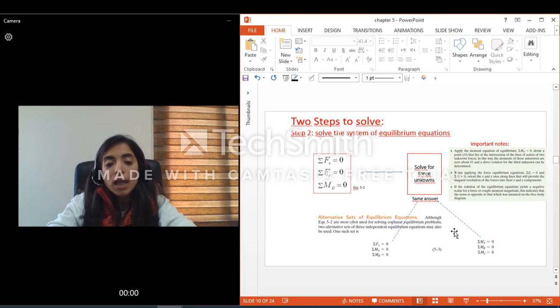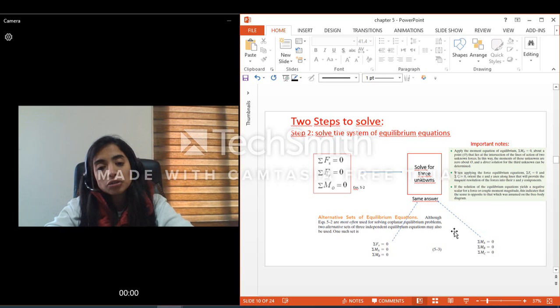The second step is basically to solve all the equilibrium equations. Since I am in 2D, I have three equations. The first one is sum of Fx equal to 0, the second one is sum of Fy equal to 0, and the third one is sum of M equal to 0. Sum of Fx equal to 0 means that I should find the projection of the forces in the x direction, which is very trivial. Same goes for sum of Fy.